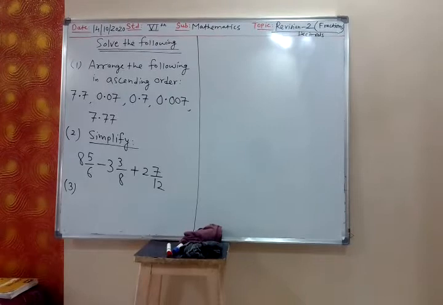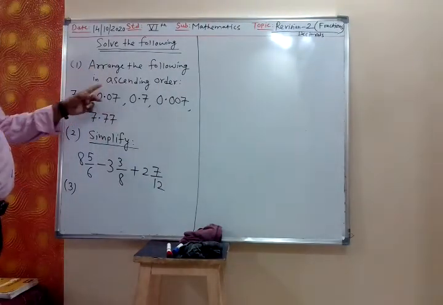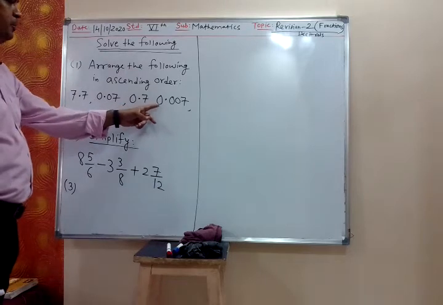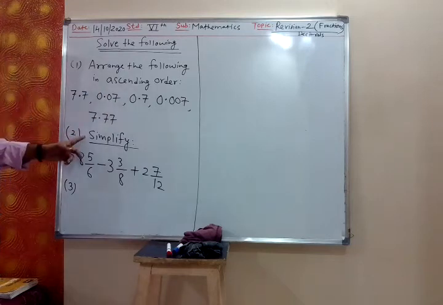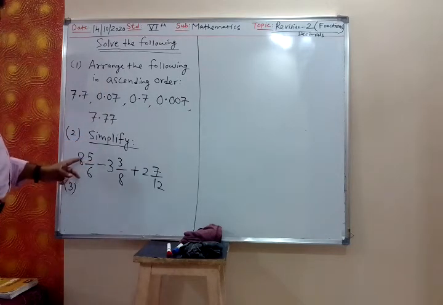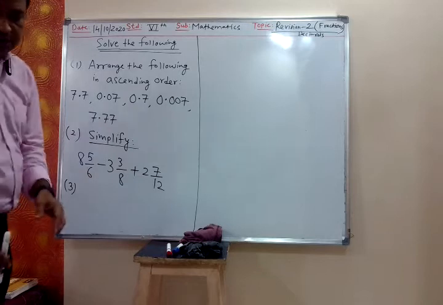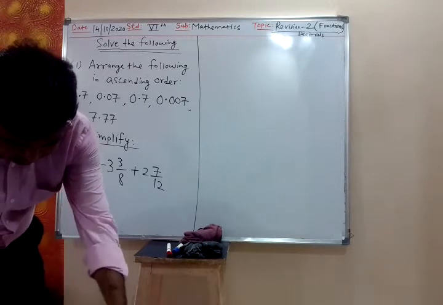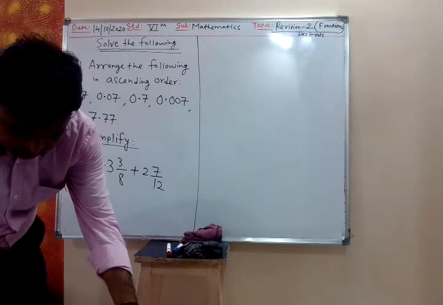Now it is clear, right? First question, arrange the following in ascending order: 7.7, 0.07, 0.7, 0.007, 7.77. Then second is simplify: 8 and 5/6 minus 3 and 3/8 plus 2 and 7/12. Then three questions are there. This is not homework.